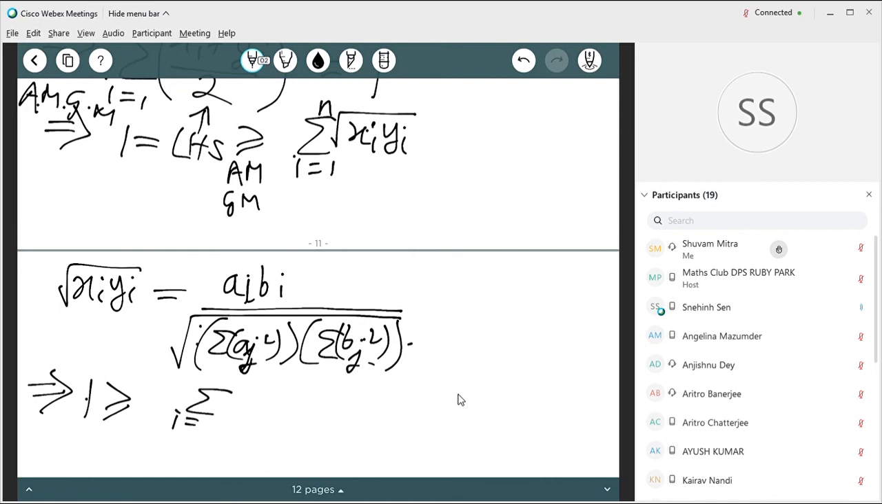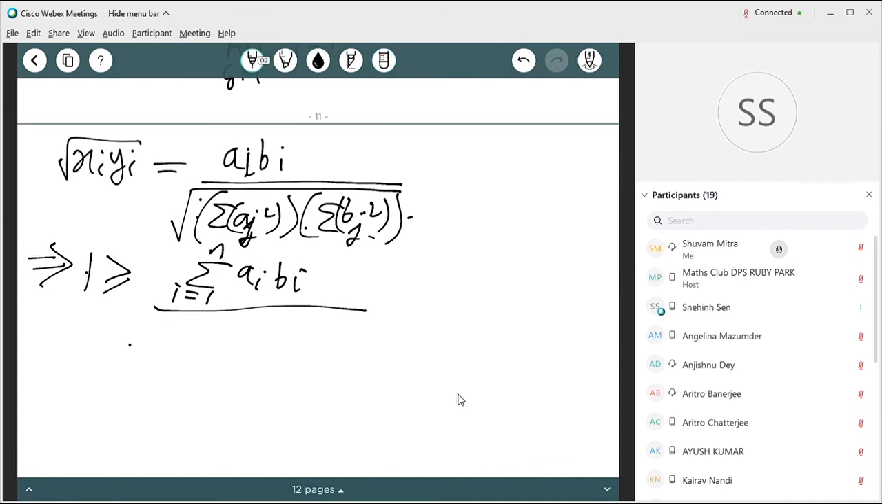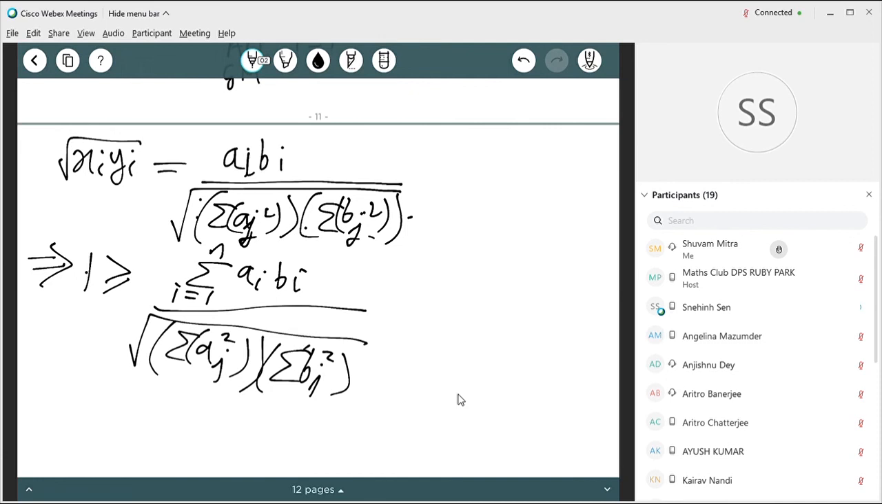sum of i equal to 1 to n of ai bi, whole divided by... because this is the same for each i. This is the sum of all of them, so it doesn't change with i. So we can take it out of the sum as a constant with respect to the index i. So it's root over the sum of aj whole square times the sum of bj whole square. And this is Cauchy-Schwarz for you.